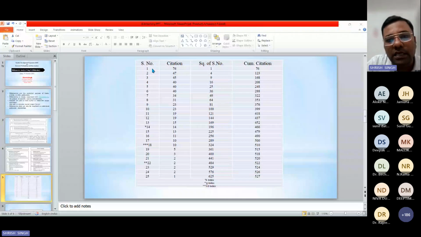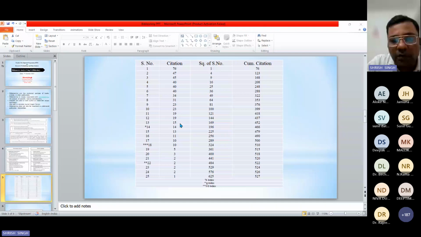Suppose some author has published around 25 papers, right? So the first paper, the highest cited paper, is the one having a citation of 76. The next most cited paper has 47. The next one has 45. So what we have done is arrange all the citations in decreasing order here. You can easily see that all the citations are arranged in decreasing order.